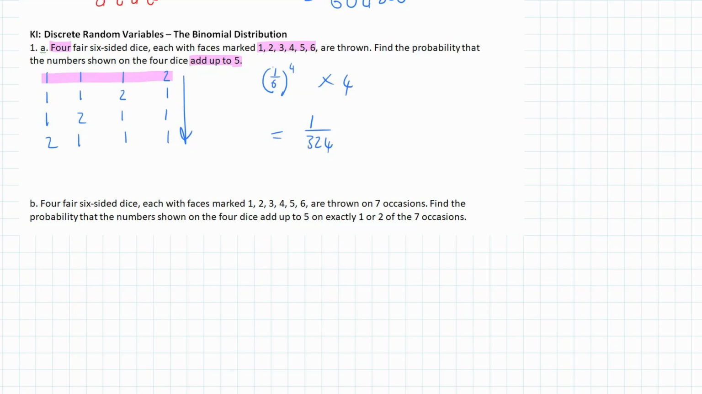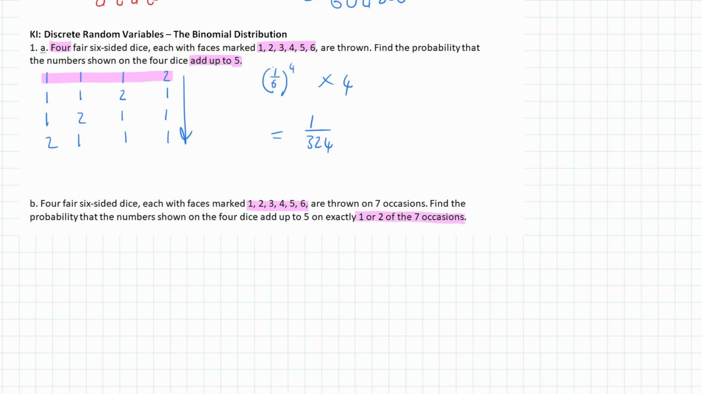Last question for the day. We have 4 fair-sided dice and marked again, blah, blah, blah. We throw them on 7 occasions. Find the probability. Okay, so that last one was not a binomial. I don't know why it's stuck in here. Okay, find the probability that the numbers shown on the 4 dice add up to 5 on, now here's the binomial, exactly 1, 2, or 7 occasions.